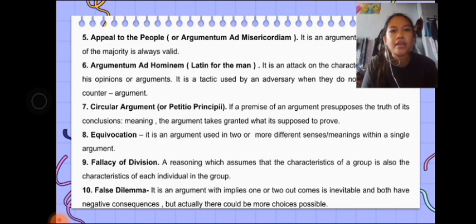Number 8, equivocation. It is an argument where a word is used in two or more different senses or meanings within a single argument.